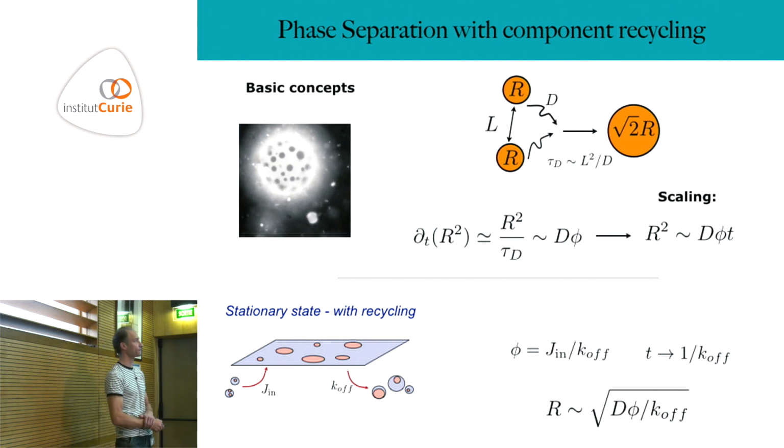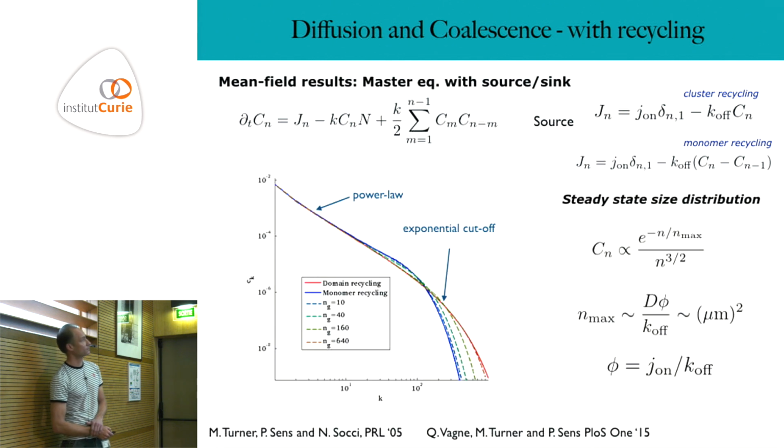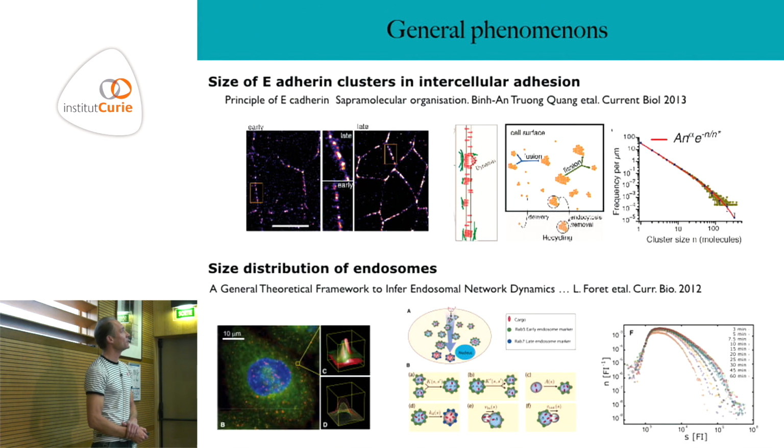Okay, is it all clear? You can interrupt whenever you want, of course. All right, so just to tell you that this sort of concept has been applied to various biological systems. This is the size distribution of cadherin clusters at the junction between two cells in the tissue.